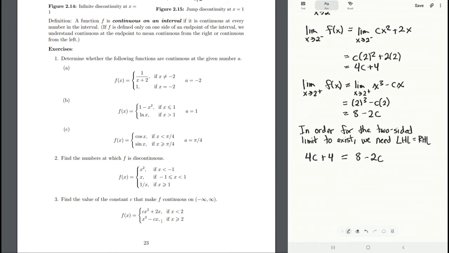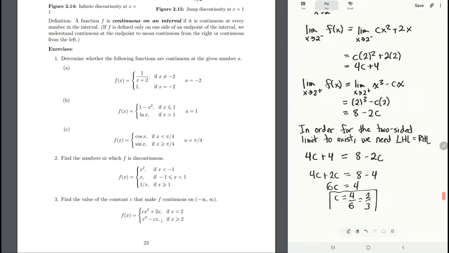Now that we have an equation that involves c, we can solve for c to determine the constant that we need in order for the function to be continuous. So we have 4c plus 2c is equal to 8 minus 4. So 6c is equal to 4. Solving for c, we get 4 over 6, or 2 over 3. So the constant c that will make the function continuous is 2 over 3.